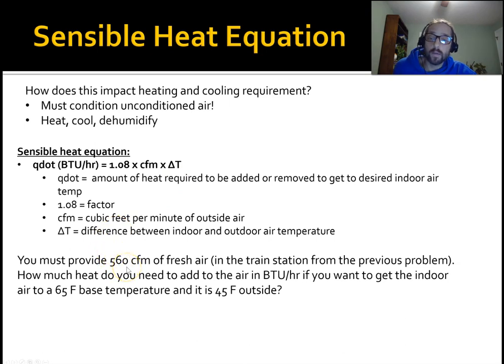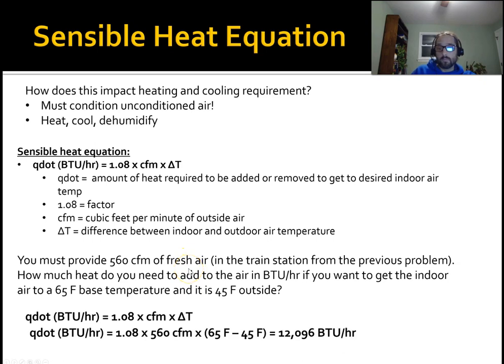If we provide 560 CFM of fresh air, same as the train station in the previous problem, how much heat do I need to add to the air if I want to get the indoor air to a 65-degree temperature and it is 45 degrees outside? It's a pretty simple plug-and-play equation. We have our CFM, the air coming in. We have our delta T, the difference between the inside and the outside, which is 20 degrees, so we need to warm it up 20 degrees, and then times 1.08. It's really that simple.